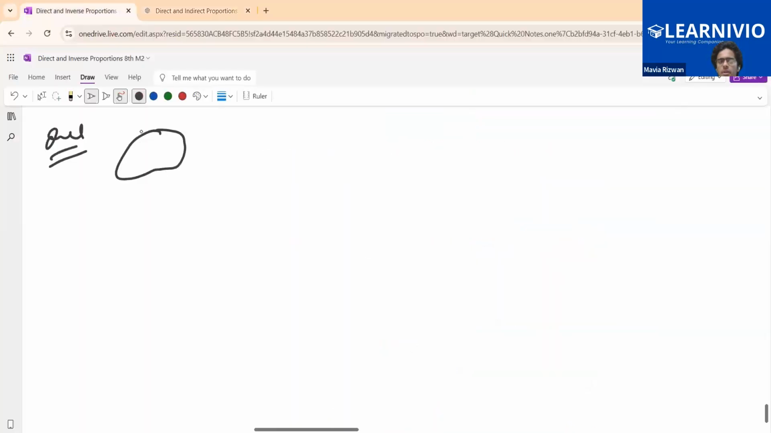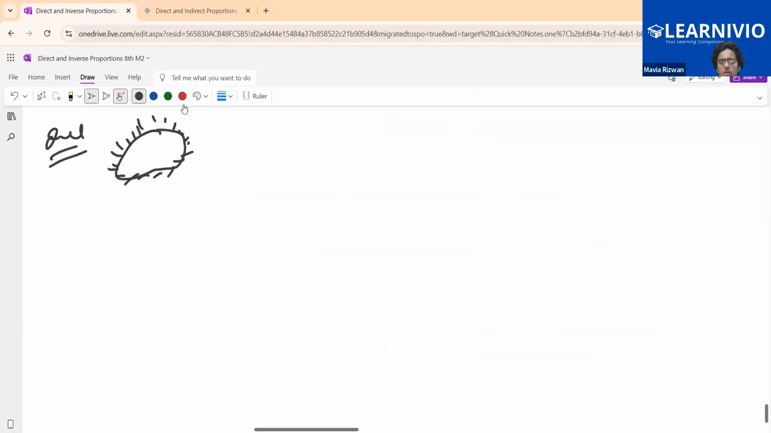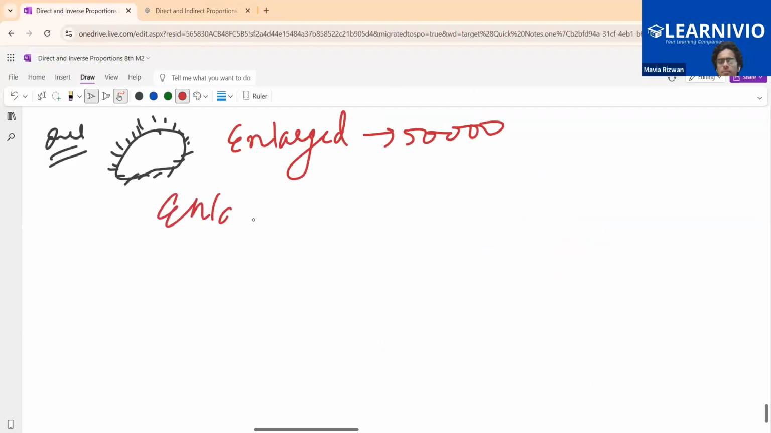So this is the bacteria in the figure, which when it is enlarged 50,000 times, its length is coming as 5 centimeters. They are asking, first part, what is the actual length of the bacteria. So enlarged 50,000 times, therefore enlarged length is equal to 5 centimeters.